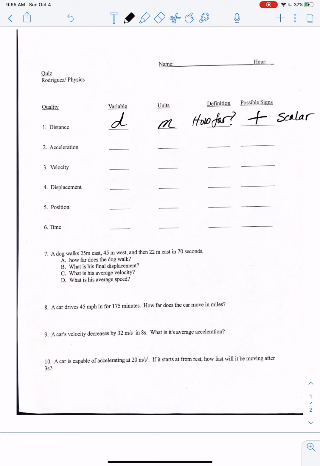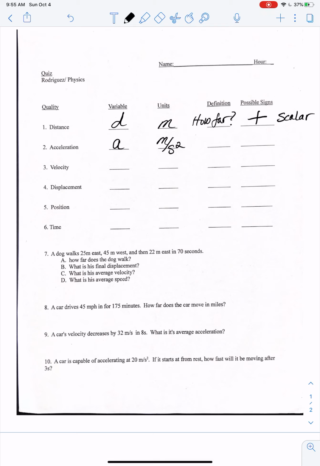All right, acceleration, lowercase a. And the same with distance. Notice we're using a lowercase d. It is important that you don't just use uppercase or whatever you want. Units here, we're going to have meters per second squared.